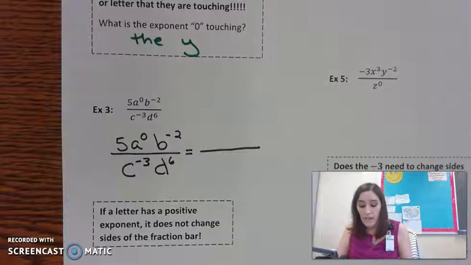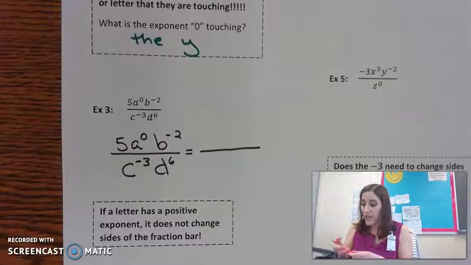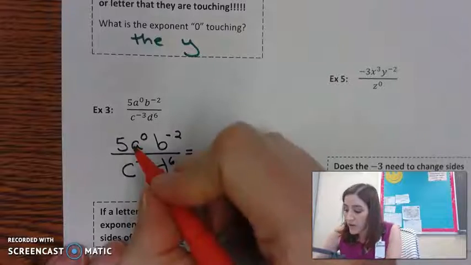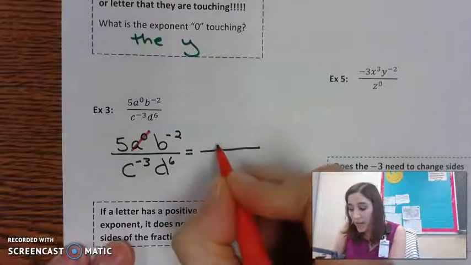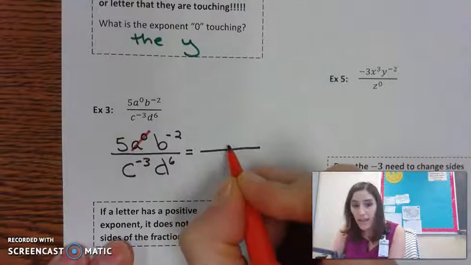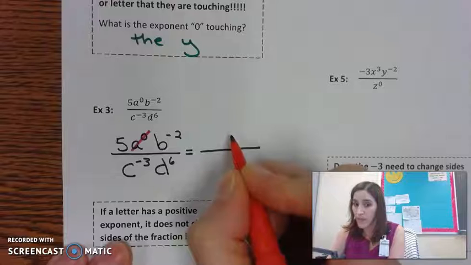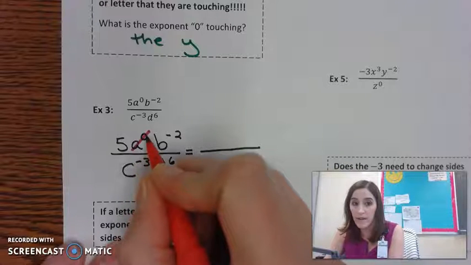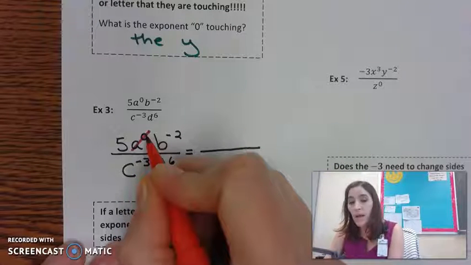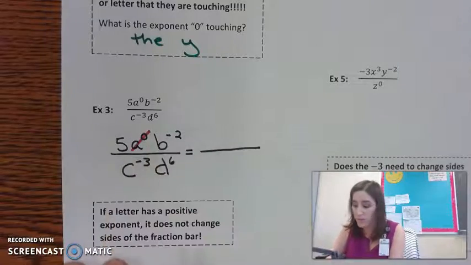Now, first thing that I notice about this problem is that I have a to the 0 power. So I'm going to go ahead and mark that out. I don't put an a over here because if you just write the letter a, that means there's an imaginary 1 for the exponent. So it is completely gone because it equals 1. And if I multiply 5 times 1, well, that's still just 5, so that's why it goes away.